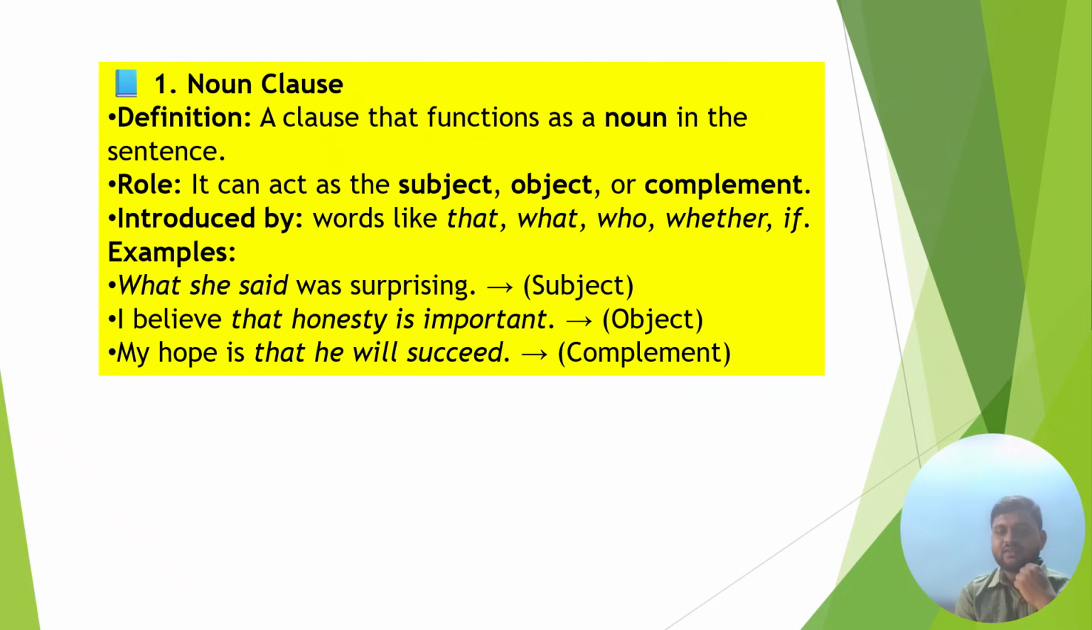I believe that honesty is the best policy. Here we find a noun clause as the object. This is how we can figure out a noun clause. And at last we see the sentence in which the clause acts as a complement: my hope is that he will succeed. This is also an example of a noun clause.